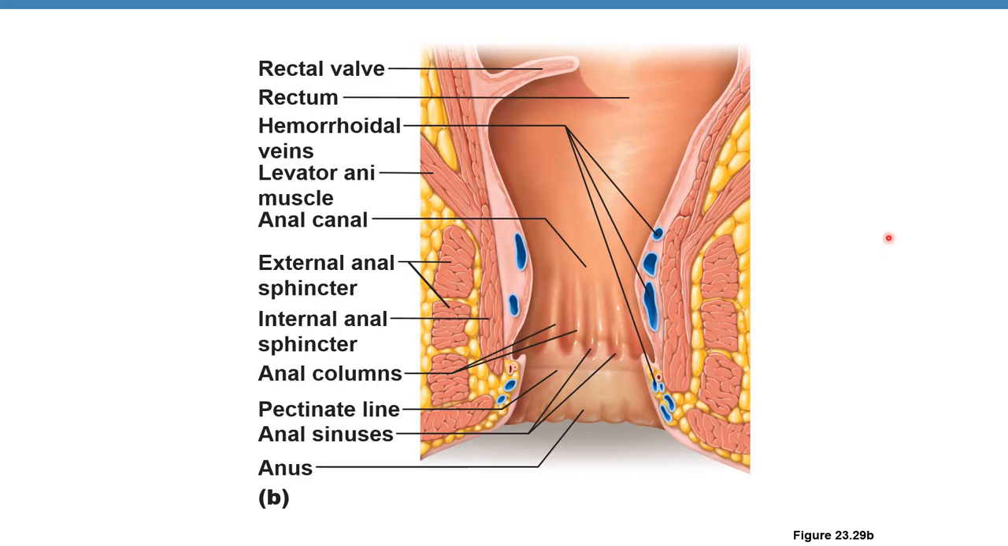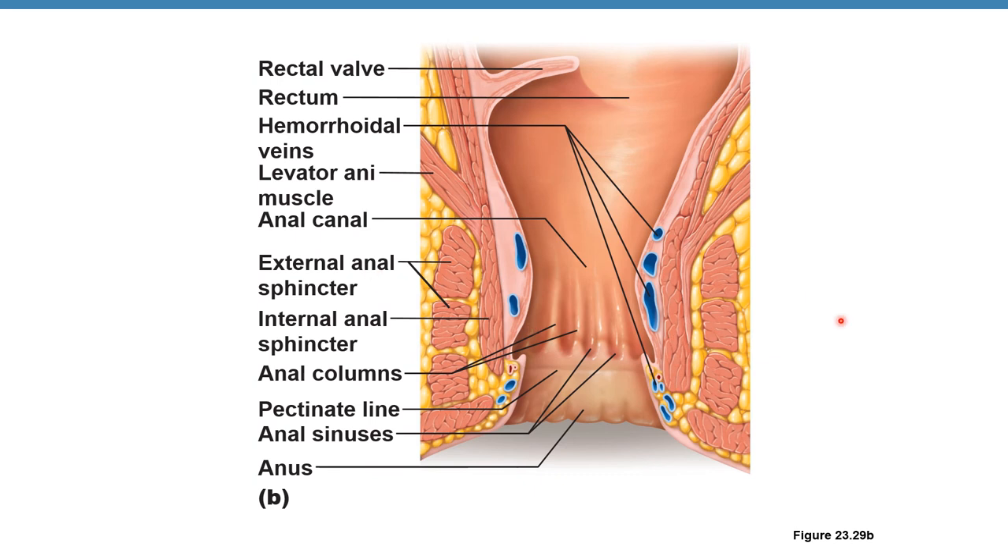So that's our last diagram here. You can see the rectum, and here the rectal valves. Only one is shown, but we have three of them, right? And this is the anal canal, and here our hemorrhoidal veins. So when they become inflamed, this is what causes hemorrhoids. And this muscle over here is a skeletal muscle, and it's the external anal sphincter. And over here, that's smooth muscle, the internal anal sphincter.